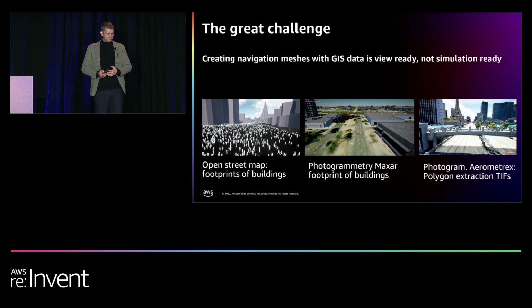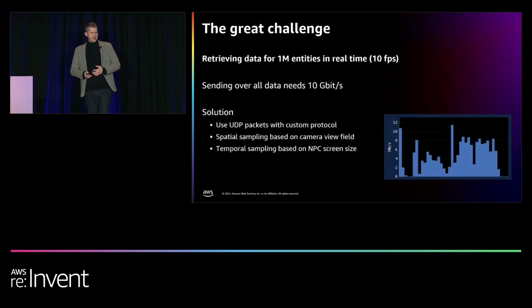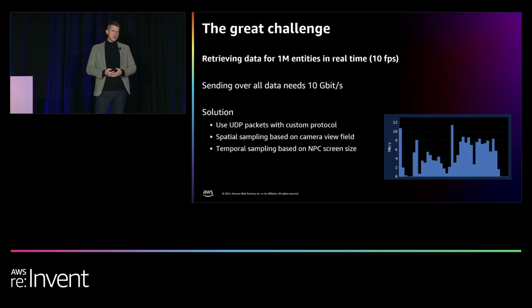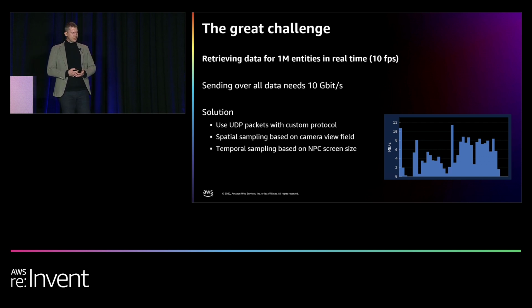So another challenge was, well, we could simulate 1 million in real time in the cloud. That was no problem. But then we needed to retrieve the data to a client. And if we wouldn't do anything about the data, so not compress it, etc., then we would need a 10 gigabit connection, which is way too much, obviously. So we compressed the data. We also came up with a customized protocol to send over UDP packets. And then we applied temporal and spatial sampling.